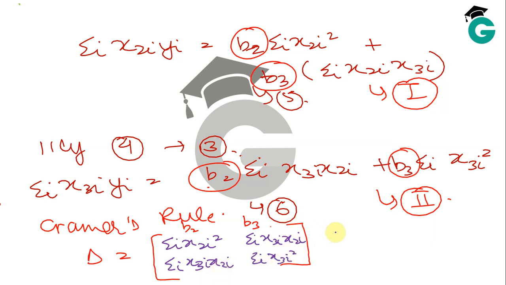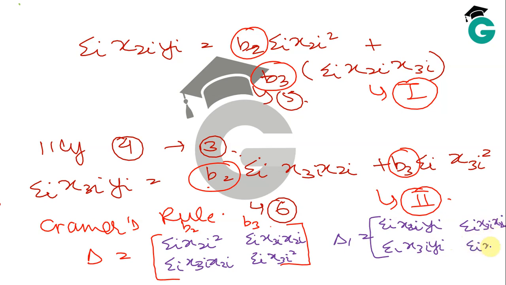Okay, all right. Now delta 1 would be nothing but you replacing this with the constants. So that is just going to be summation x2i yi, summation x3i yi, right, and then summation x3i x2i remain as is, and summation x3i squared remain as is, right? Similarly, I can write delta 2 here.